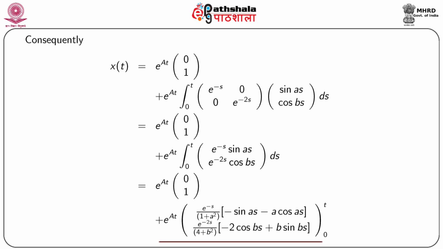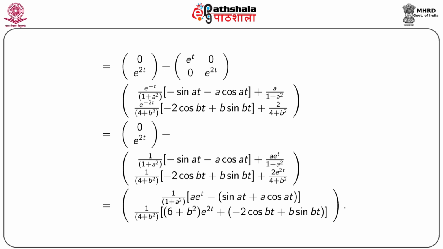the matrix (e^(-s) divided by (1 plus a squared) into (minus sin as minus a cos as), and e^(-2s) divided by (4 plus b squared) multiplied by (minus 2 cos bs plus b sin bs)) from 0 to t. And please note, when you integrate this, we use the formula for the integral of e^(as) cos bs ds.